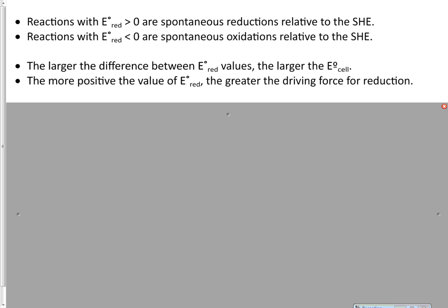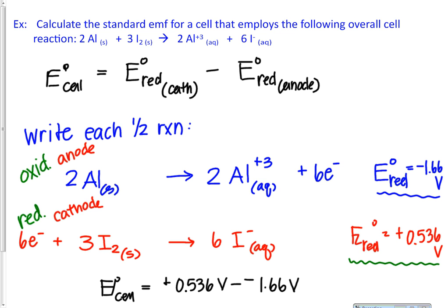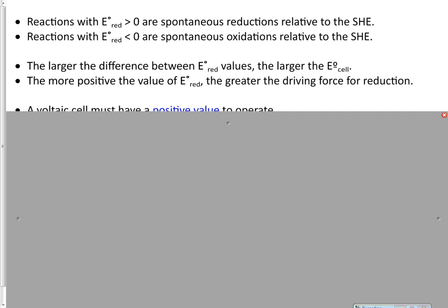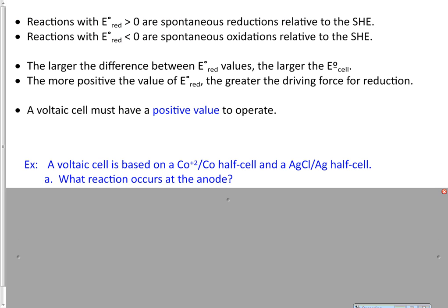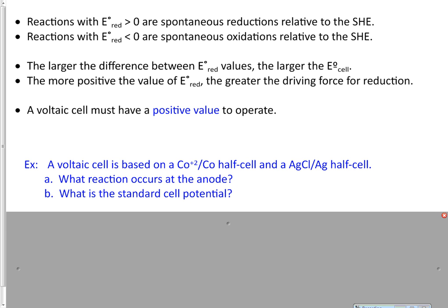The larger your difference between the 2 values, the larger your E cell, and the more positive value of E, the greater the driving force for reduction. So remember, when I went back to this problem, and I was trying to decide which one of these happens at the cathode and which one happens at the anode, the cathode is always the more positive value for E. Lastly, you have to have a voltaic cell that's positive to operate.